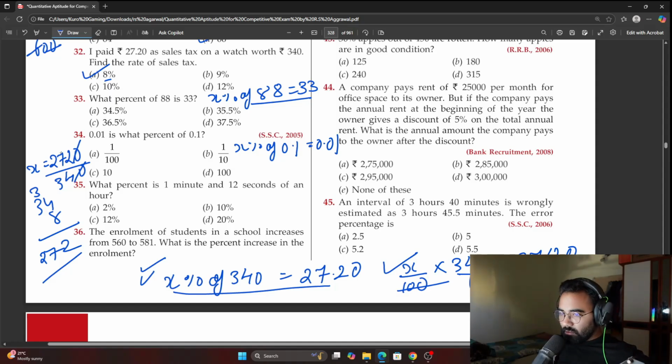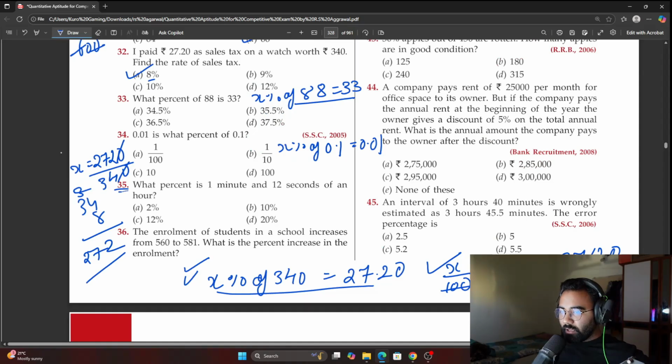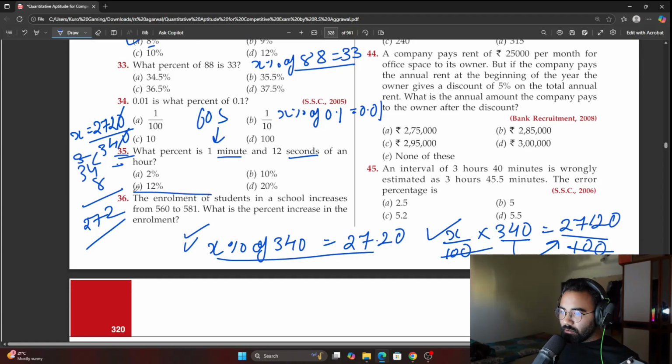Let's move on to 35. What percent of 1 minute is 12 seconds? Now if you look closely over here, both the units are different, minute and seconds. So you must bring both the units into a singular one. So I think I'll convert this minute into seconds, that is 60 seconds.